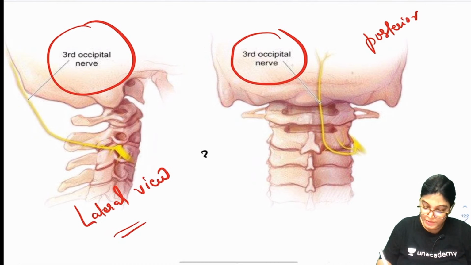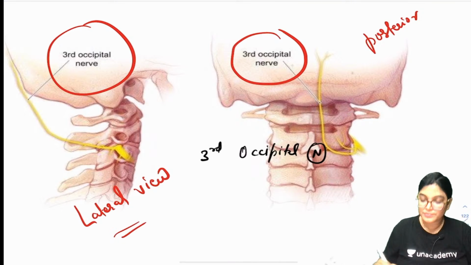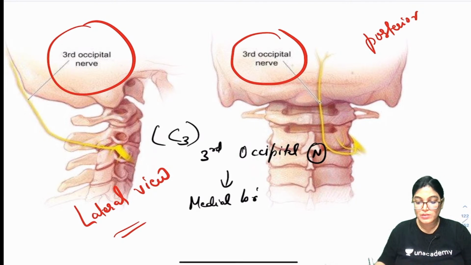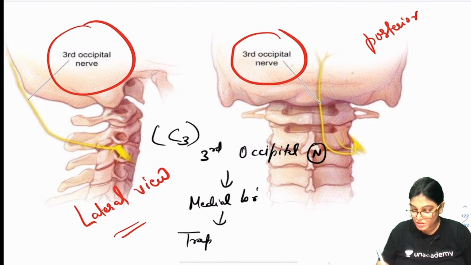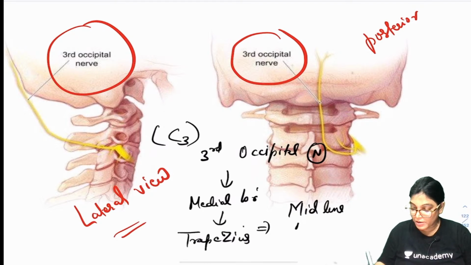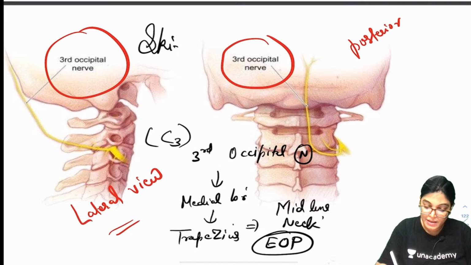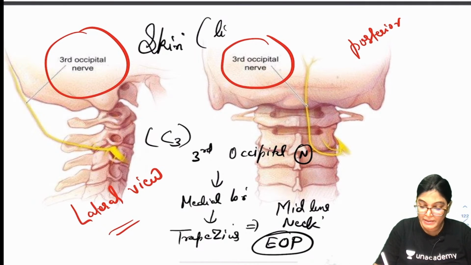Third occipital nerve, medial branch. If we talk about the medial branch of the third occipital nerve, which has C3 as the root value, dorsal branch, it pierces the trapezius muscle, and after that its medial branch gives innervation to the midline of the neck posteriorly, going till the level of the external occipital protuberance along the ligamentum nuchae. That means it is supplying the skin in the midline over the ligamentum nuchae.